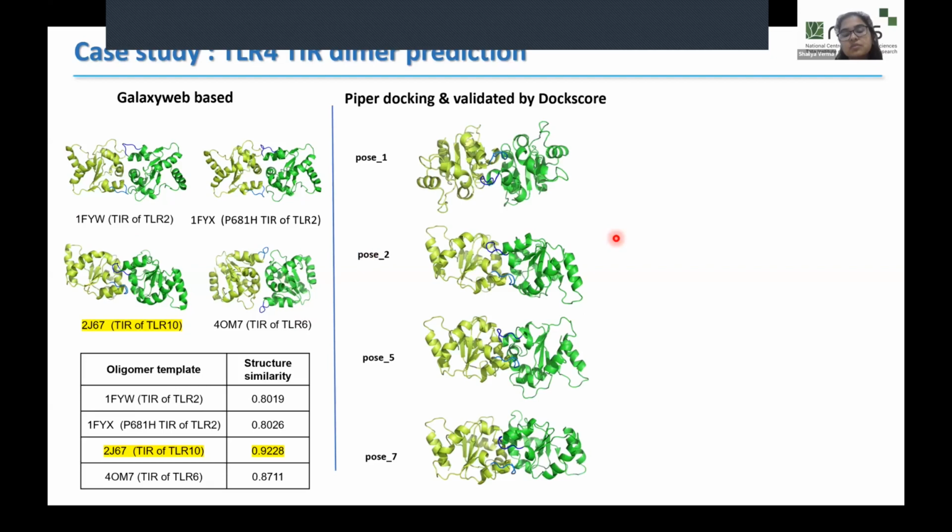There can be other approaches where we can look at how two monomers can interact. So the other approach can be Piper docking, which is via the Schrodinger suite, and then later validating the score through an in-house tool, which is DockScore, to see what are the best possible conformations of how this BB loop can interact to make the dimer stable.